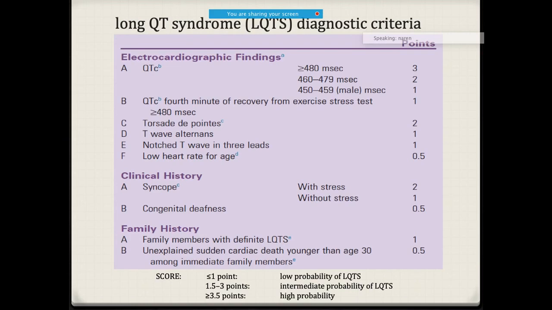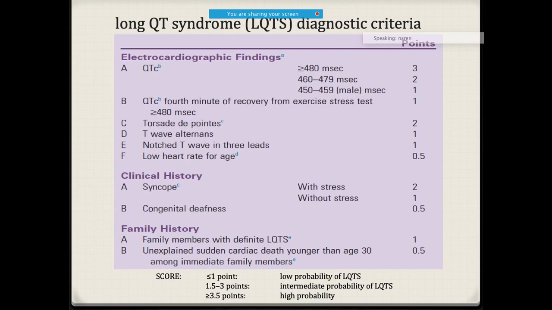There are several diagnostic criteria as well, using which one can identify this. You can give some scoring, for example, based on how prolonged the QT is. If it is more than 480 milliseconds, you give 3; 460 to 479, 2; 450 to 459 is 1. Similarly, if you have done an exercise stress test and you see a prolonged QT 4 minutes after the exercise, you can give 1 point. And if someone has had or recorded torsades, you give 2 points.